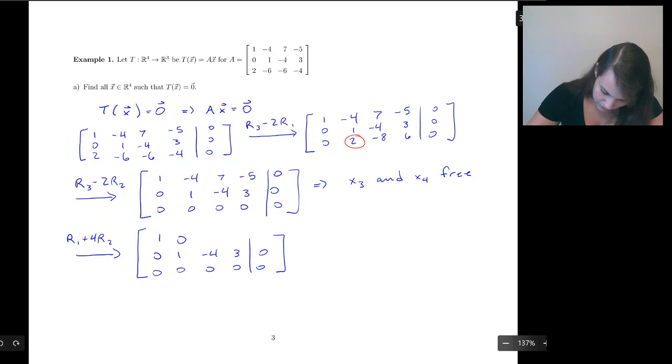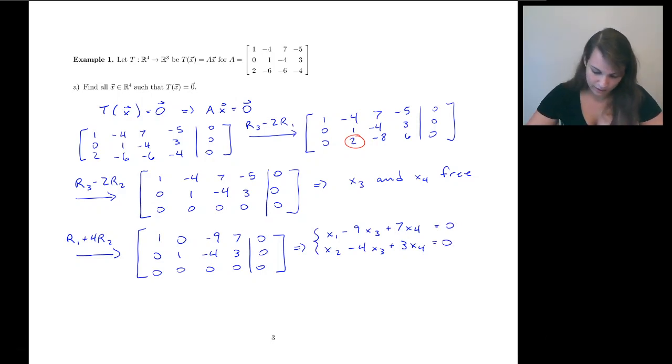So 1, so that's going to be a 0, 16 minus 7, it's negative 9, and then 12 minus 5, 7. There we go. So then we can say x1 minus 9x3 plus 7x4, and x2 minus 4x3 plus 3x4, they're equal to 0. x3 and x4 are free.